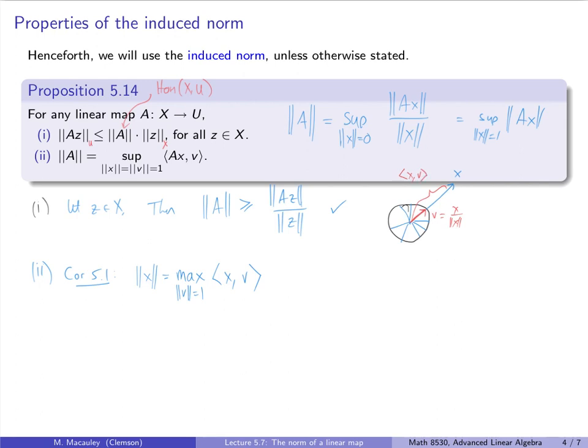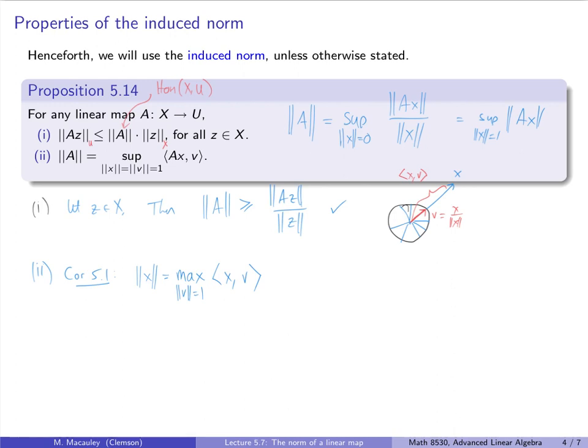Okay, so this part 2 basically is this result, but with Ax instead of x. And I say basically because we still have the norm of a linear map here rather than the norm of Ax. So this says that the norm of A is the supremum or the maximum over all unit vectors x and v of the inner product of Ax and v.